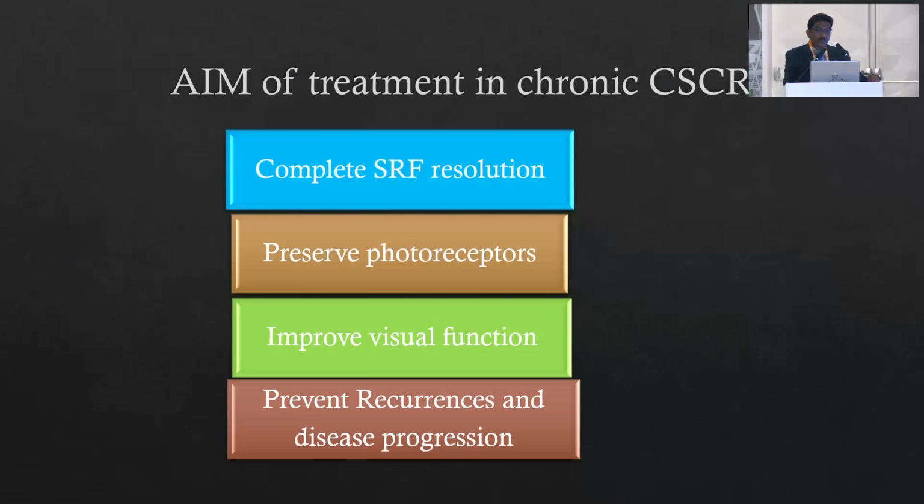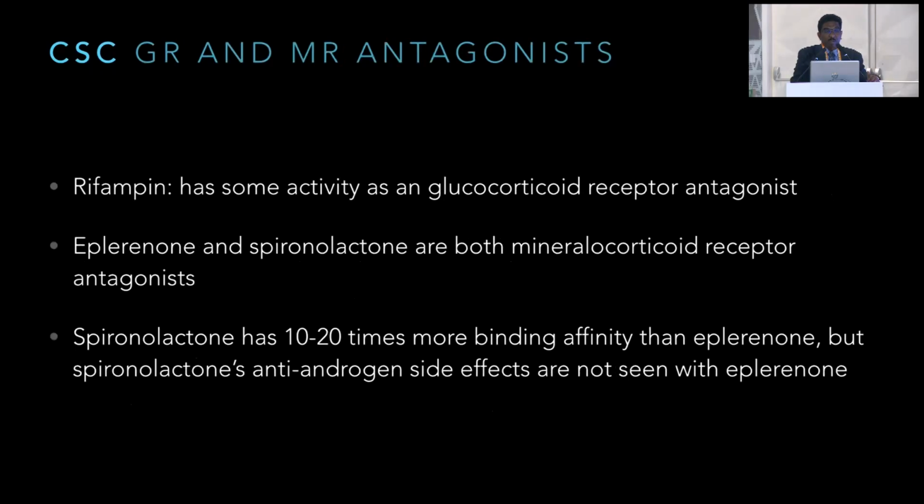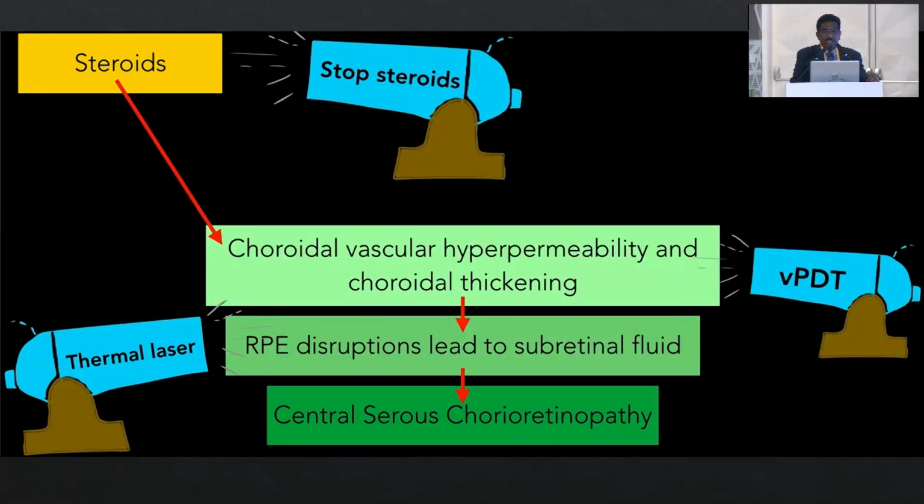The aim of the treatment would be complete resolution of SRF, preserve the photoreceptors, improve visual function, and prevent recurrences and disease progression. So we always look at some treatment options that include psychotherapy, then the pharmaceutical treatment, and the lasers would be used in these cases. As far as the medical treatment is concerned, most likely we'll be using eplerenone in these cases. The other mainstay of treatment would be the PDT and the lasers.